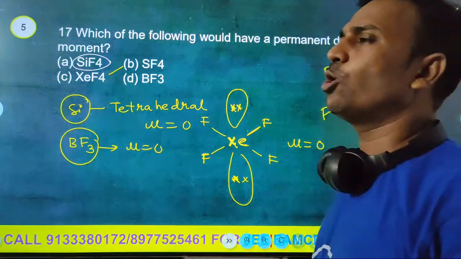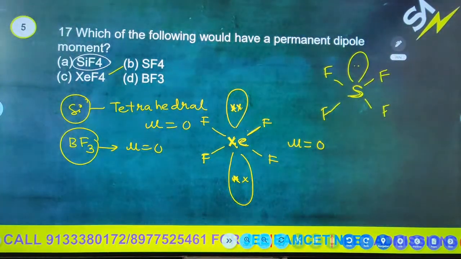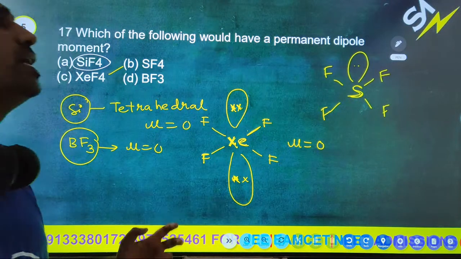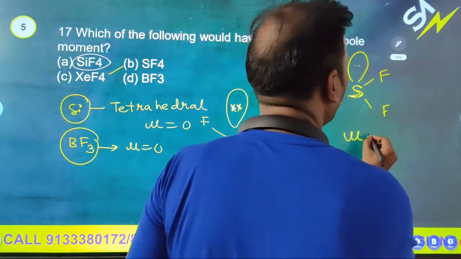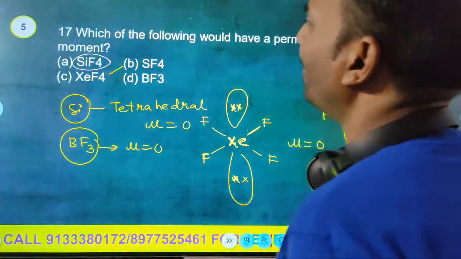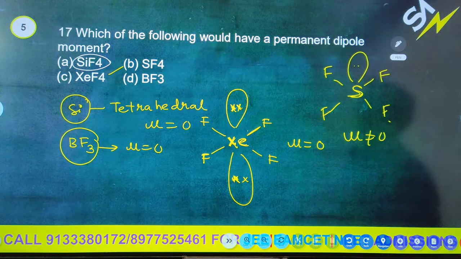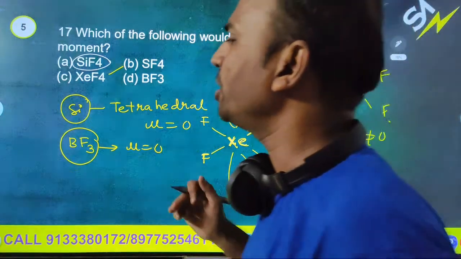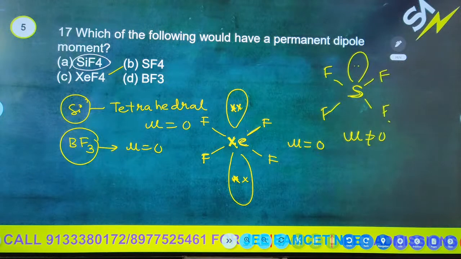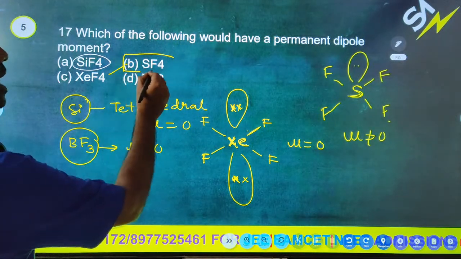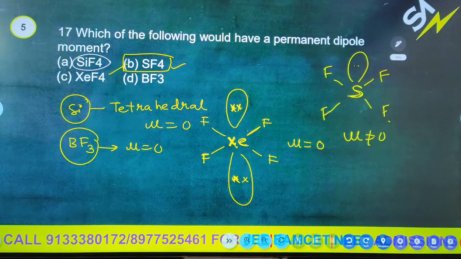Now tell me, what about the geometry of sulfur tetrafluoride? Pyramidal. So due to the pyramidal shape, what about the geometry? Unsymmetrical. So for an unsymmetrical molecule, the dipole moment is not equal to 0. Then that dipole moment is a permanent dipole moment. Yes. Now what is the answer? In the case of this question, the answer is that sulfur tetrafluoride would have a permanent dipole moment. Clear? So its dipole moment is permanent.